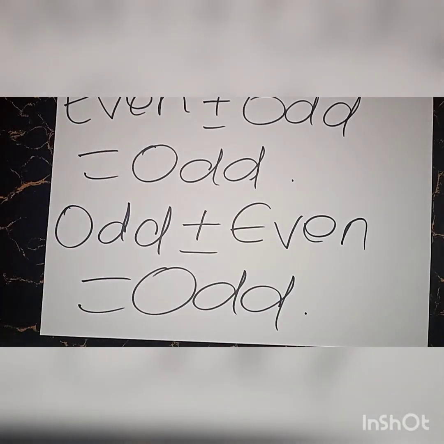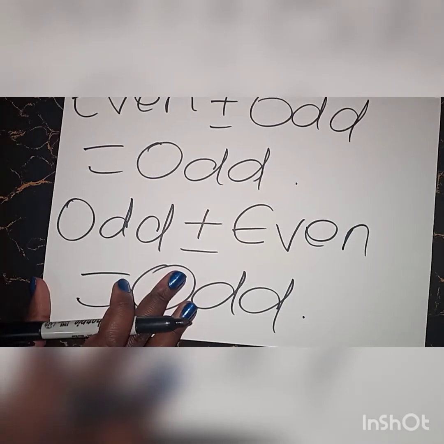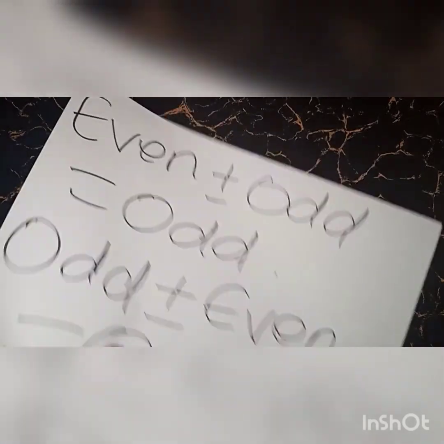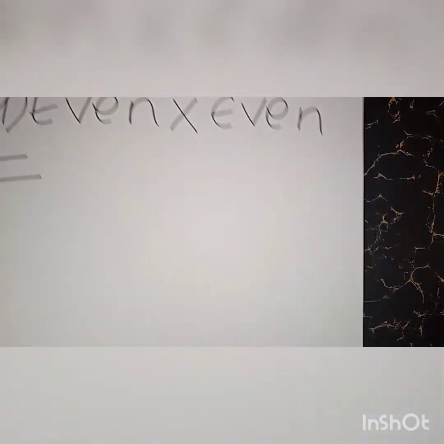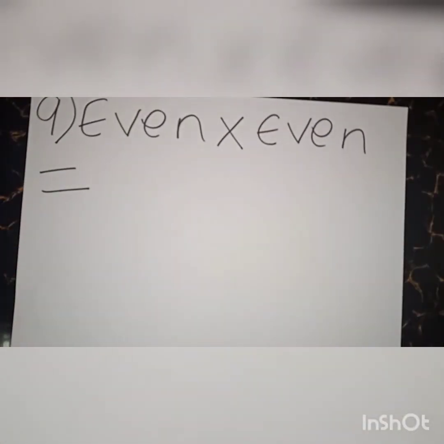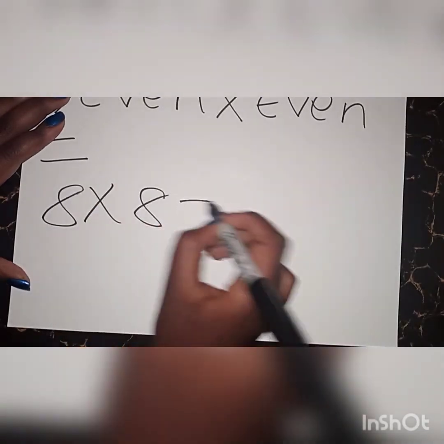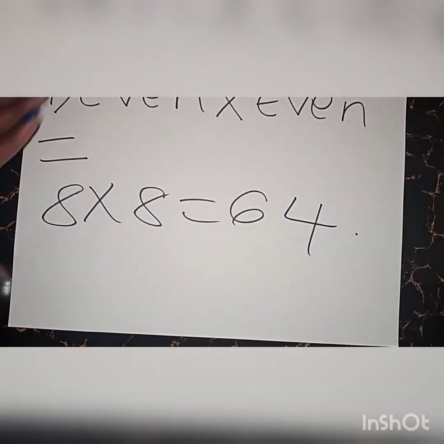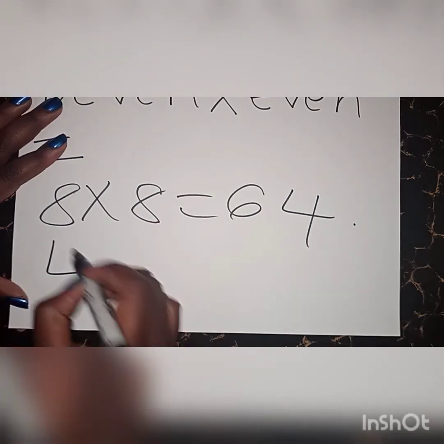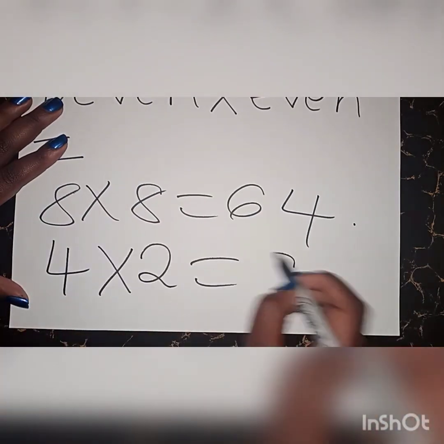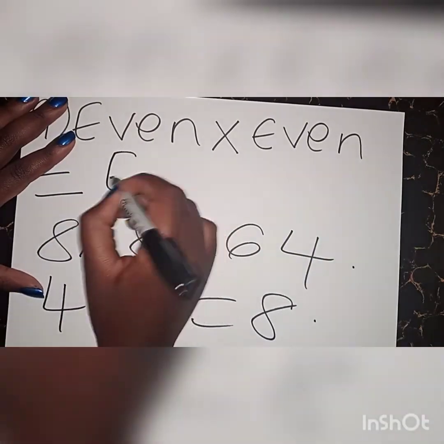Are we together? Okay. Let's now see what happens when we multiply the numbers. What happens when we multiply even times even? So 8 times 8 is 64, okay? Which is an even number. And another example will be 4 times 2 is 8. So even times even is even, okay?